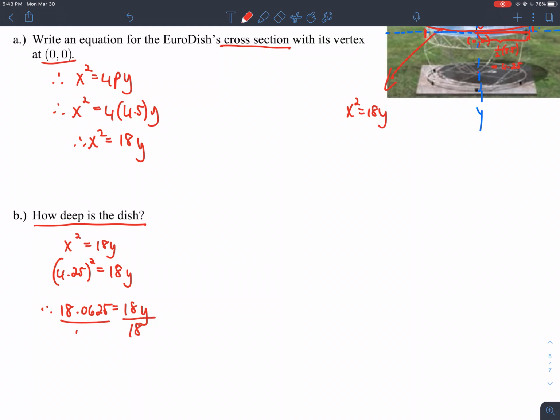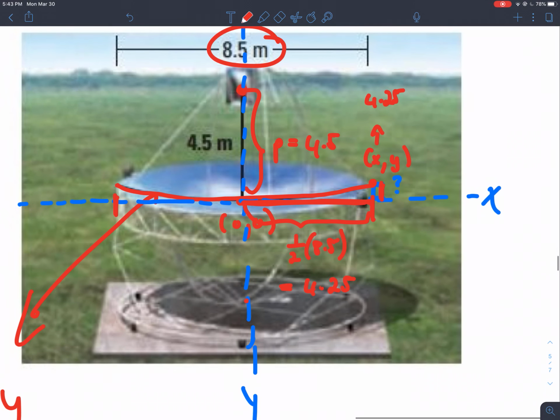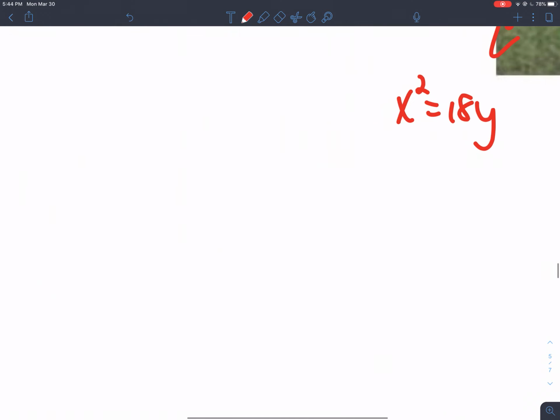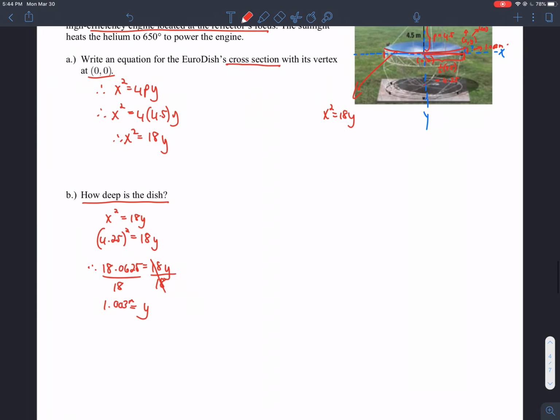If you do the division, you just get 1.003. So that tells me, going back to the picture, that the y-coordinate here is 1.003, or the depth of the dish is 1.003 meters. For us this means meters. It's all in meters.